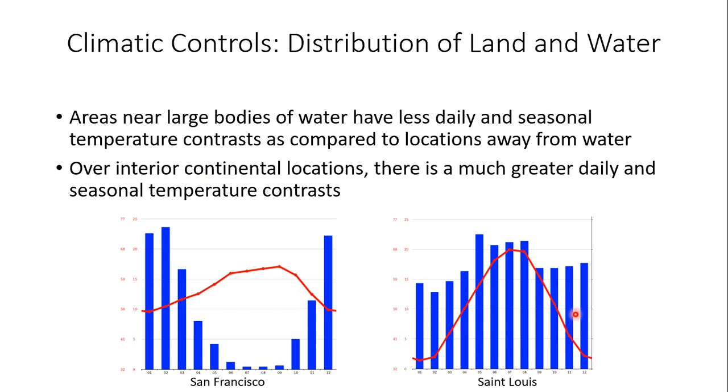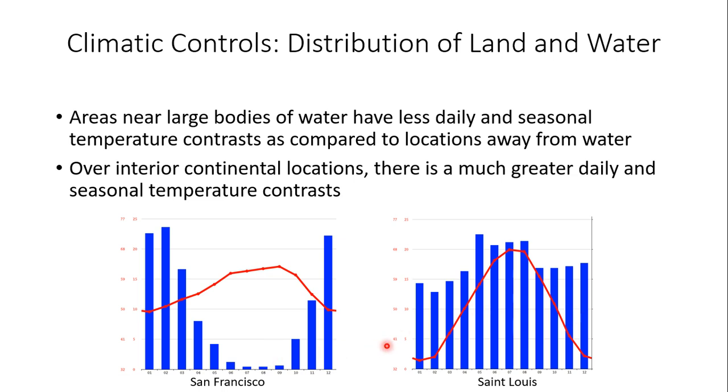The next climatic control I'd like to talk about is the distribution of land and water. Areas near larger bodies of water have less daily and seasonal temperature contrasts or changes as compared to locations away from the water. So if I were to look at an interior continental location, there would be a much greater daily and seasonal temperature contrast or change.